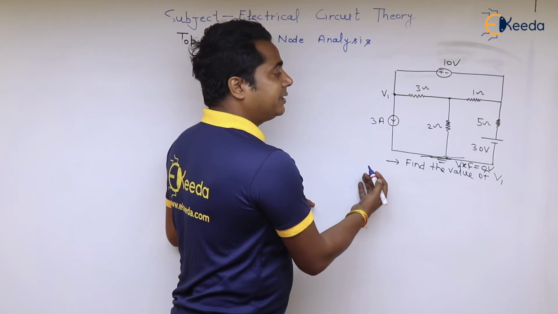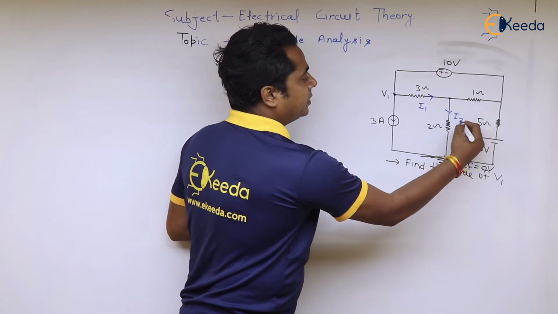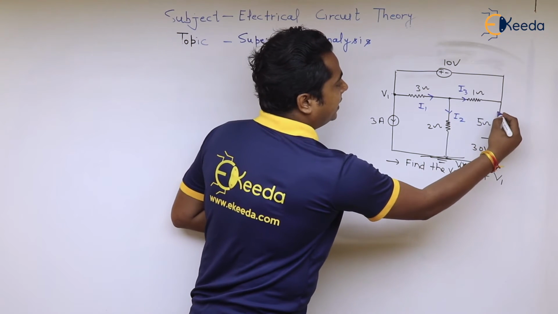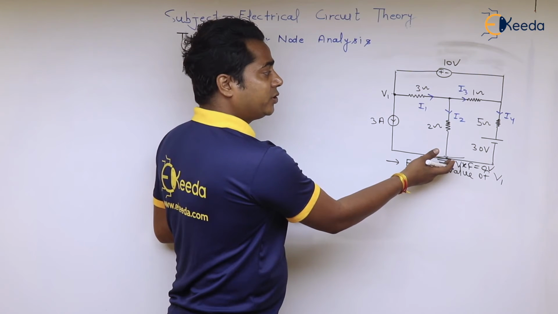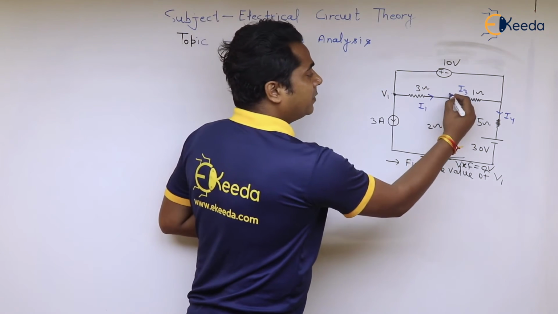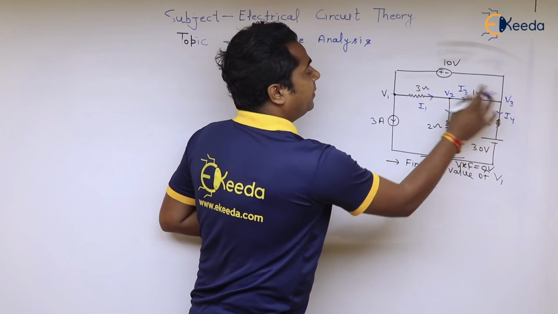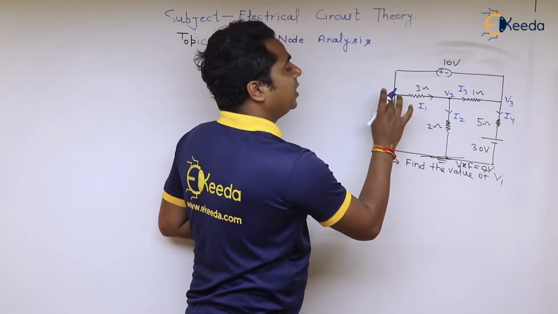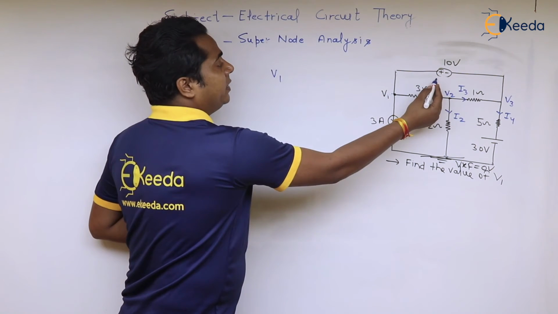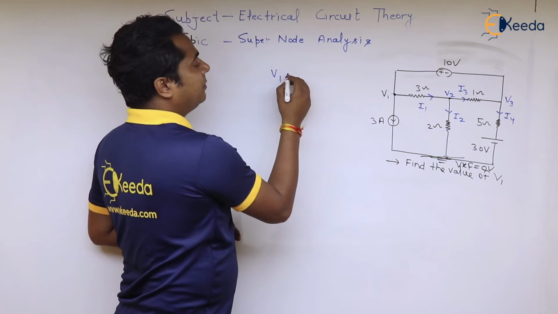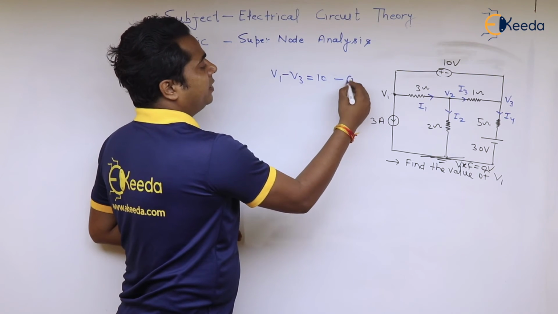And now we will assign the current direction. This I1, this I2, this I3, this I4. If we have taken this principal node as the reference node, then this V1 and V3 will be called a super node, because the ideal voltage source is connected between V1 and V3. So we will write here Ohm's law. V1 is connected to plus 10, so V1 minus V3 will be equal to 10 volt. Equation number 1.